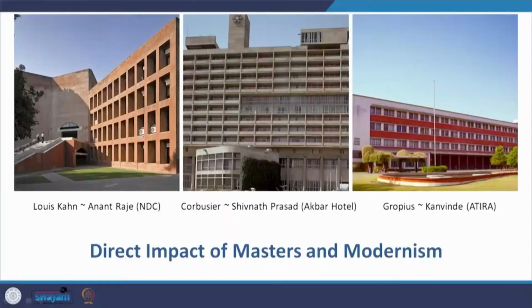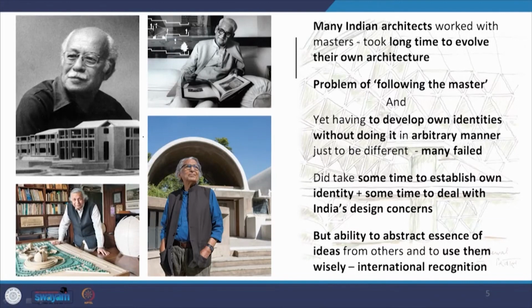So there has been a direct impact of masters in modernism in India, and Louis Kahn has directly been interpreted or taken forward by Anant Raje. We see the direct impact of Corbusier on the work of Shivnath Prasad in the Akbar Hotel. We see the direct impact of Walter Gropius on the early works of A.P. Kanvinde in the Atira building. But there were many architects who worked with the masters, and they decided that they needed to evolve.